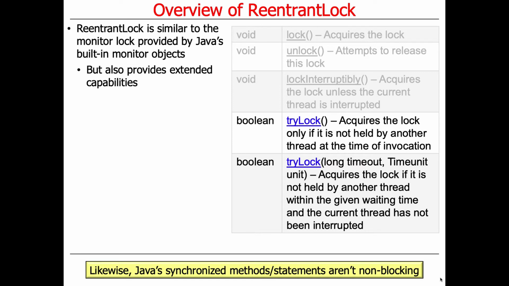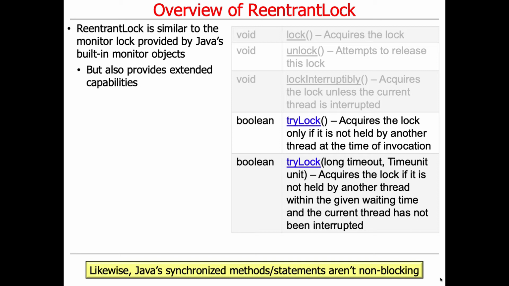There's also several try lock methods. One that takes no parameters, and that will attempt to acquire the lock only if it's not held. That's very much like your try lock that you implemented for the spin lock, or Reentrant spin lock, for assignment 1B. And then there's a timed version of this where you can wait up to a certain amount of time to try to get the lock.